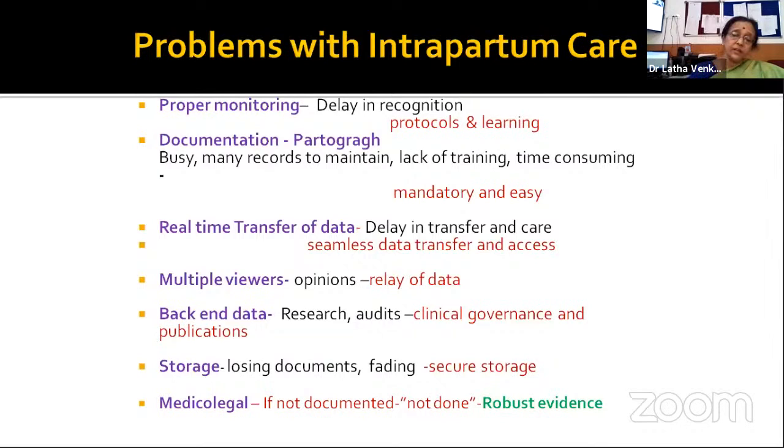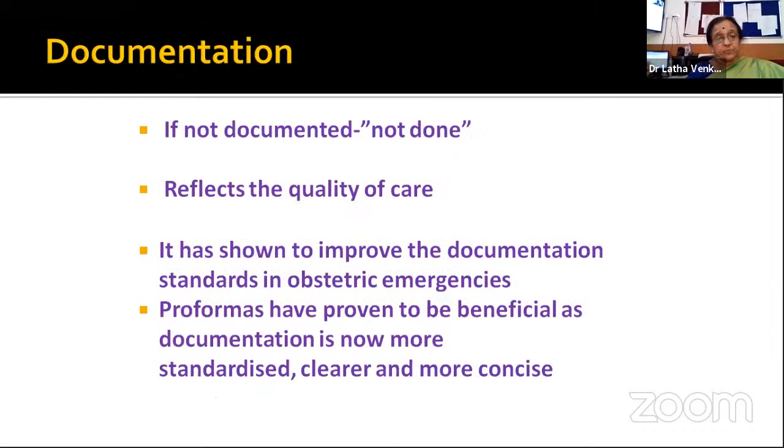Storage. Unfortunately, due to medico-legal problems, the number of years that we have to store these papers is quite variable, but is getting longer and longer. So medico-legally, if not documented, it is not done.